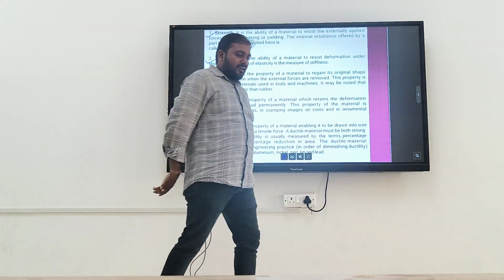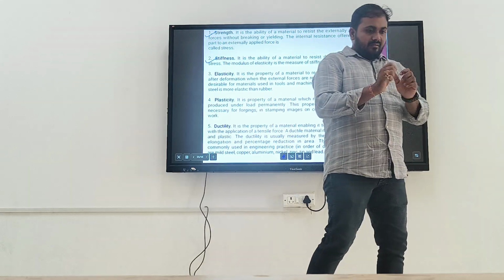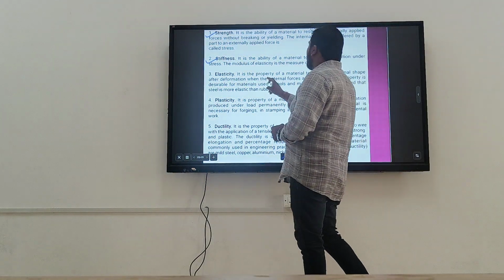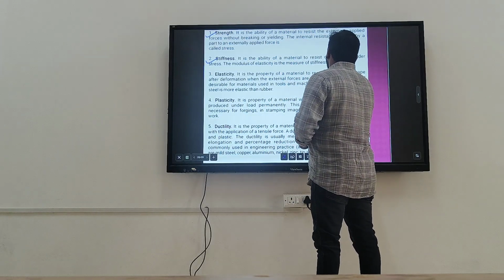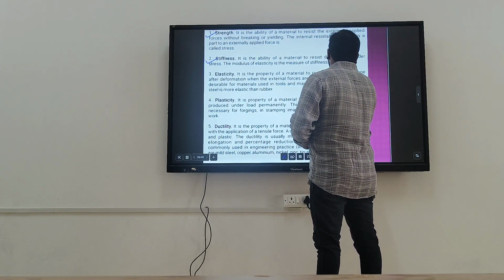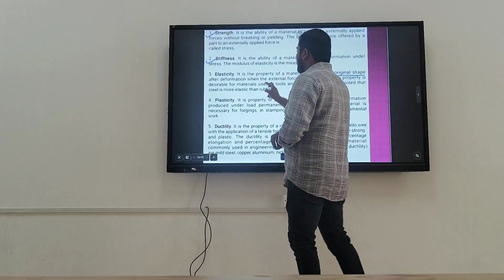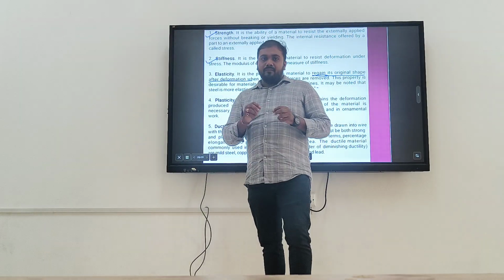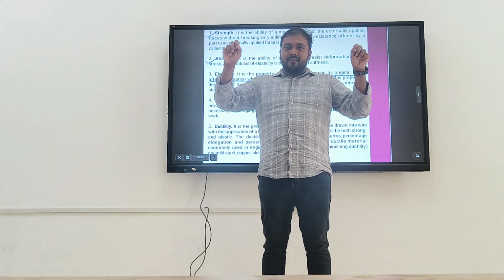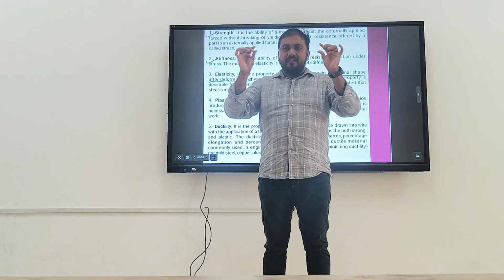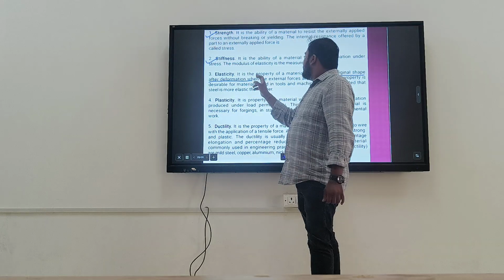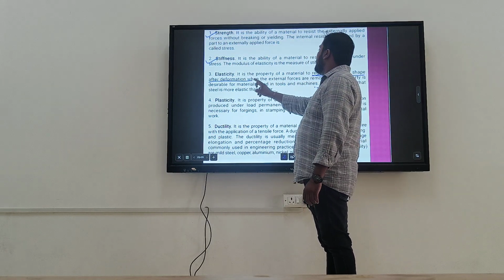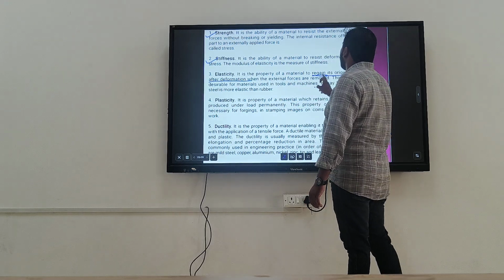As we know, elastic materials are not breakable, like rubber. So, elasticity is the property of the material to regain its original shape after deformation. If you take a rubber, stretch it and just release it, it will get its original shape. It is the property of the material to regain its original shape after deformation when the external forces are removed.